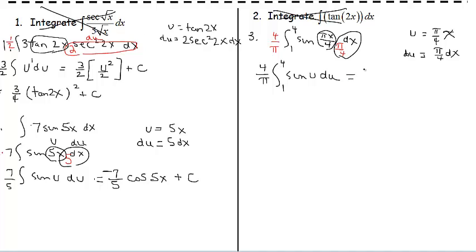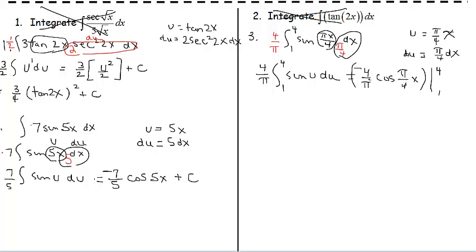Alright, let's integrate. 4 over pi sine of u is going to go back to negative cosine of u, pi over 4x. Okay, and all that evaluated from 1 to 4. Right, so to finish this problem, we have some evaluation to do.